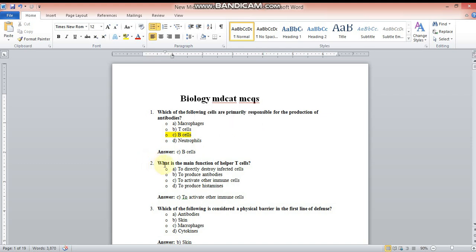The next MCQ is, what is the main function of helper T cells? A. To directly destroy infected cells. B. To produce antibodies. C. To activate other immune cells. D. To produce histamines. So the correct option is C. To activate other immune cells.